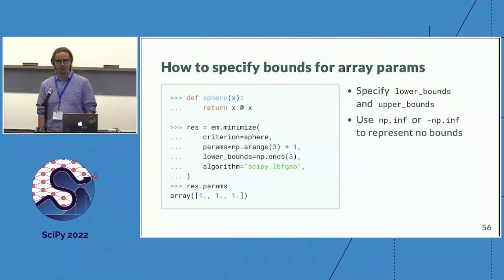And how you specify them depends on how you specified your parameters. So for the very simple case of your parameters being a one-dimensional NumPy array, you simply use the lower bounds and upper bounds arguments to minimize. You can use both of them or just one, and pass also a 1D NumPy array of the same length as your parameter vector. And if the bounds don't apply to all the parameters, you can use minus np.inf and np.inf or nans to say that this specific parameter has no upper or lower bound.